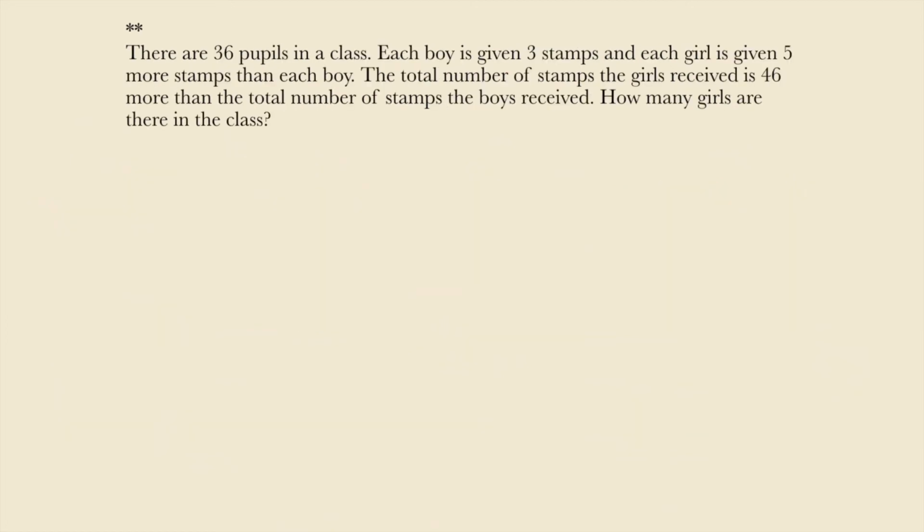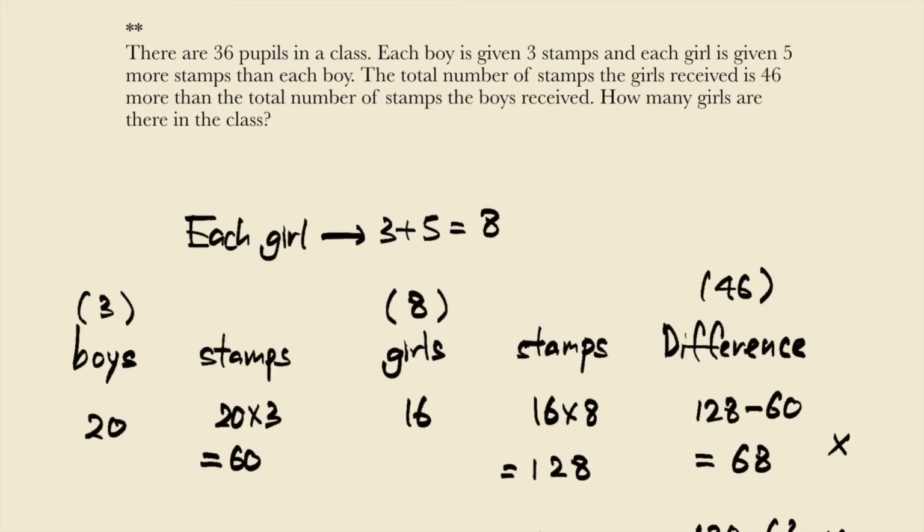There are 36 pupils in each class. A boy is given 3, each girl is given 5 more than each boy. So let's find out the number given to each girl, shall we? That's 3 plus 5, that's 8. So each boy gets 3, each girl gets 8. Now the difference is going to be 46 more than the total of the boys. So the difference must be 46.